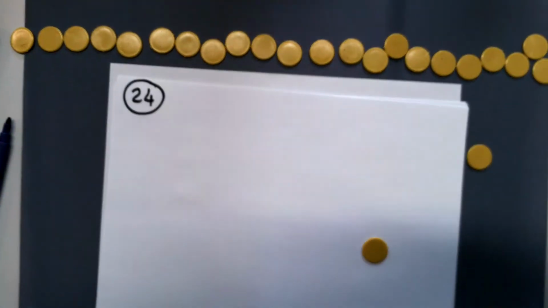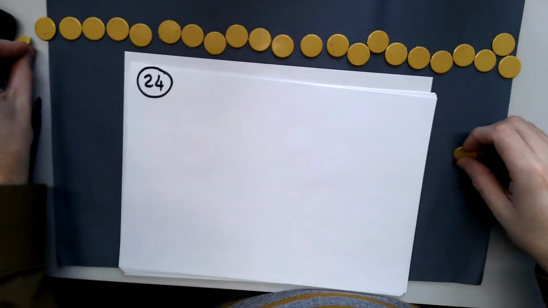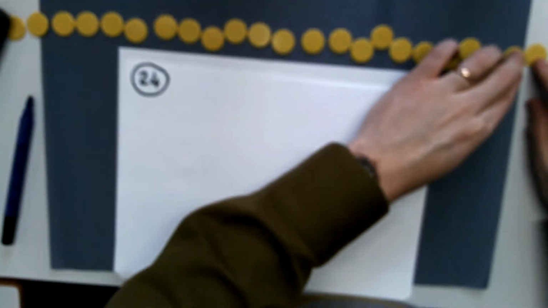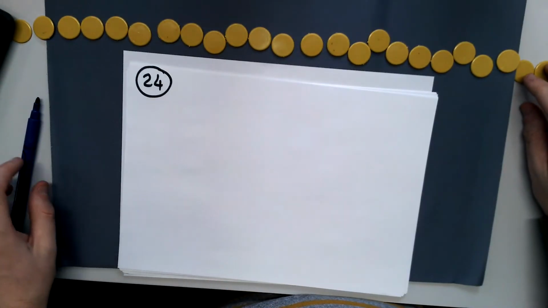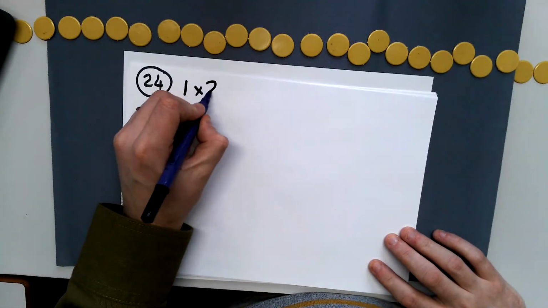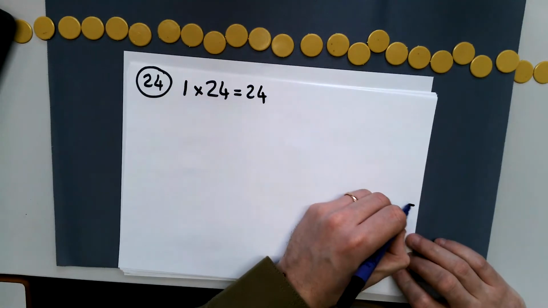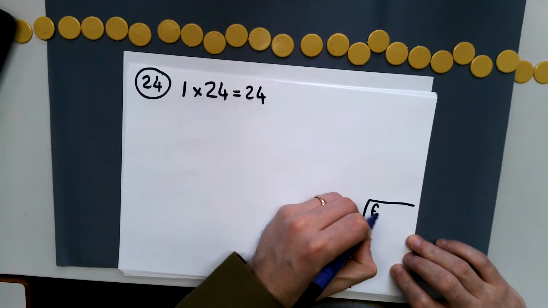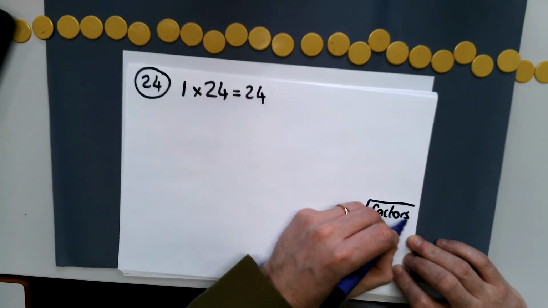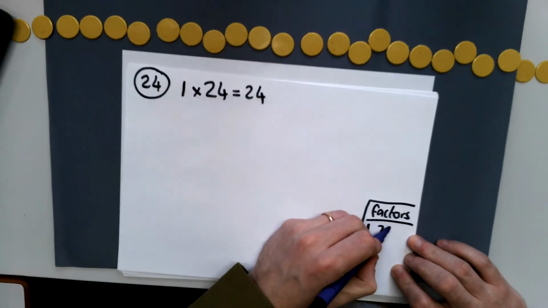So let's just zoom out a little bit more. I'm determined to get them all in. Right, and let's get another one there and there. Right, so there I've just about got 1 times 24 gives me 24. So down on my factors list here, I can write down 1 and 24.